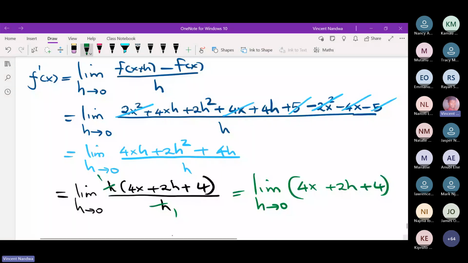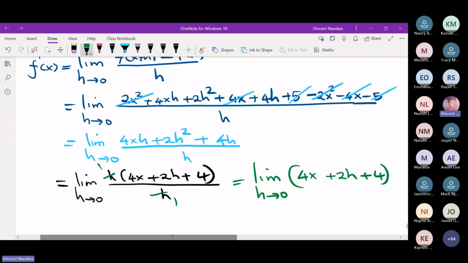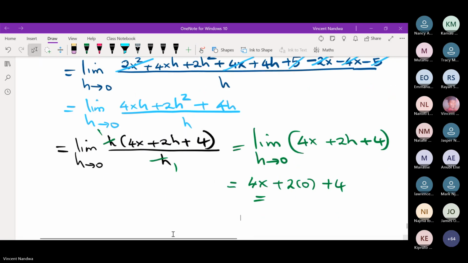Remember that the limit variable is h, so directly substitute where there's h by 0. We'll have 4x plus 2 times 0 plus 4. So the final answer will be 4x plus 4. So this will be the correct dy dx.